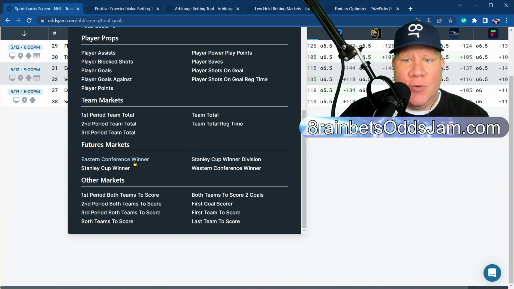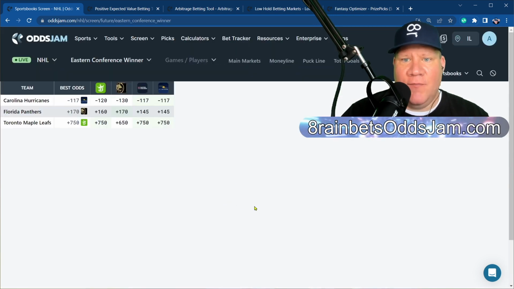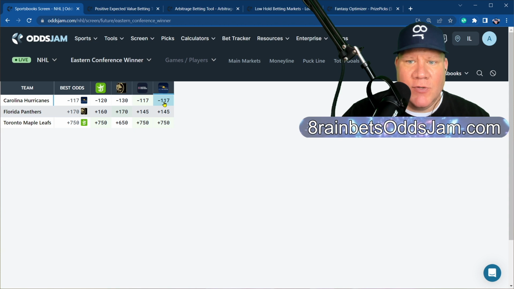Futures markets happen over time, so we can look at this Eastern Conference winner, just for example. Here's who's still left in the playoffs. You can go and say, okay, well, I believe that the Hurricanes have this covered. Where do you want to bet it? Well, in this case, what's the cheapest to win $10? It looks like Barstool or BetRivers, which actually share the same back end. So they're usually going to have similar, or the exact same, I should say, odds on wagers.